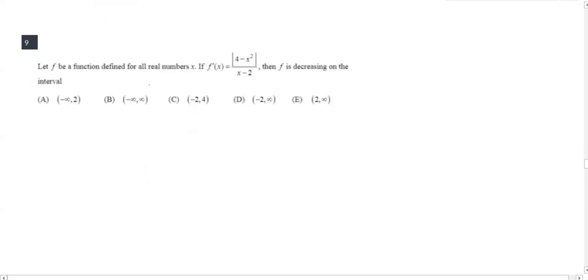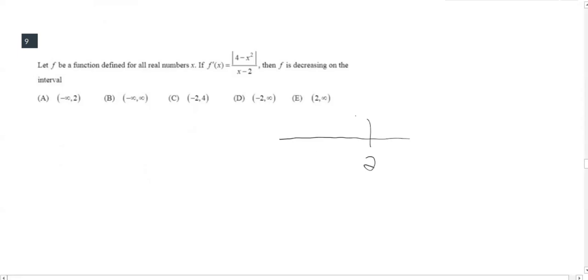Moving on to number 9, let f be the function defined for all real numbers. If f prime equals that mess there, then f is decreasing on which of these intervals? So a couple things. We're going to have critical numbers when x equals 2, because that makes the derivative undefined, and we know f is defined for all real numbers. And the numerator is going to be 0 when x is plus or minus 2. So I know I have critical numbers at -2 and 2. So there are no other critical numbers.